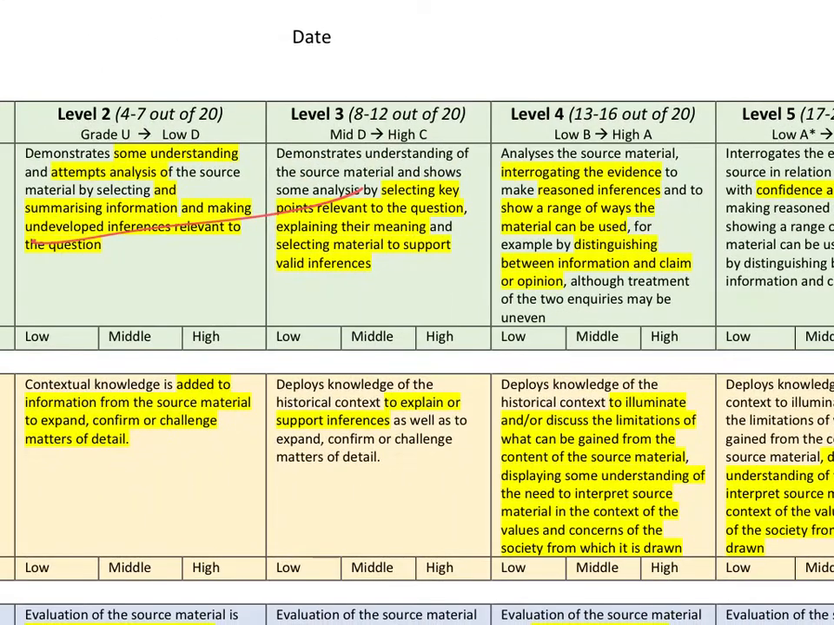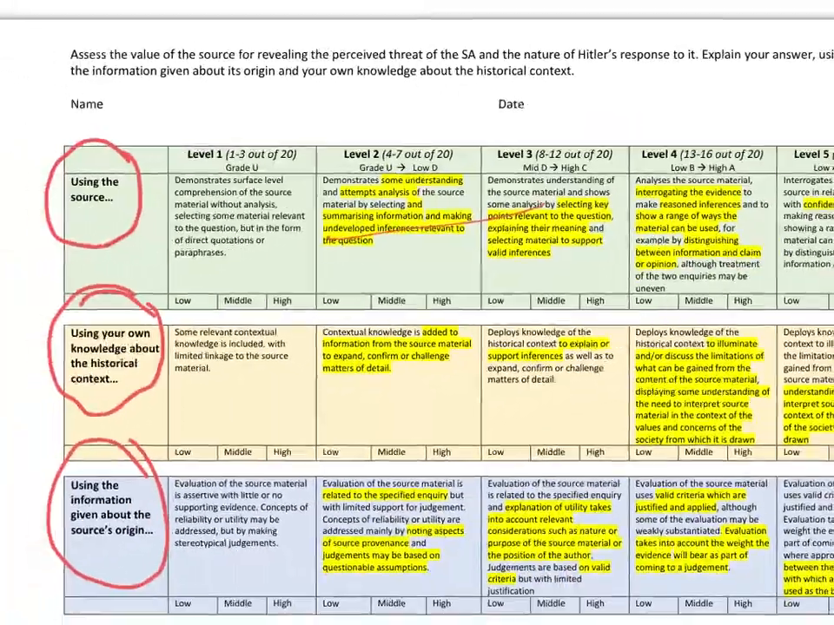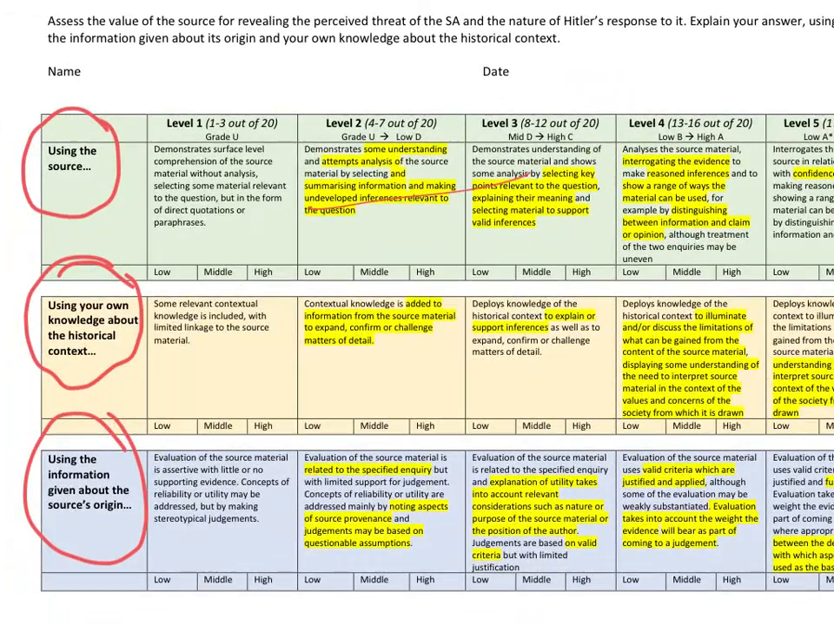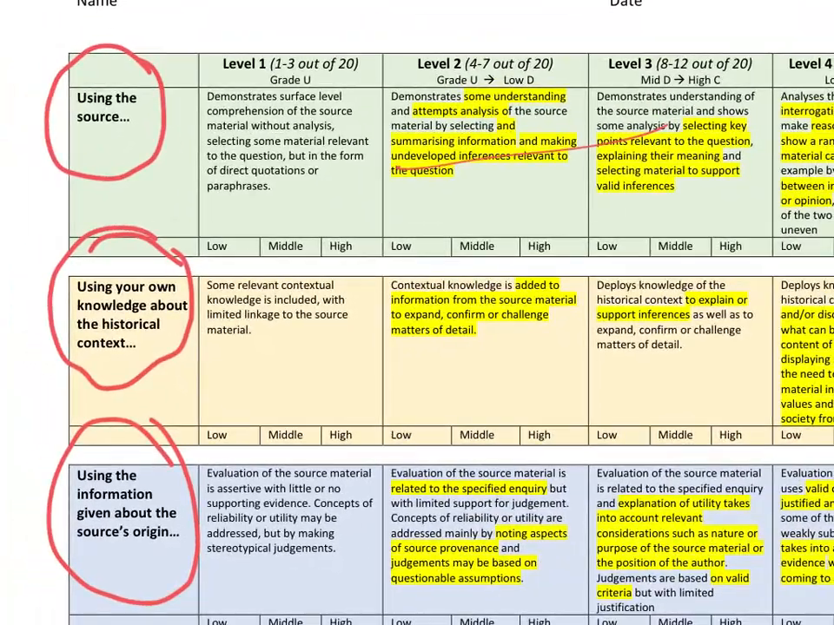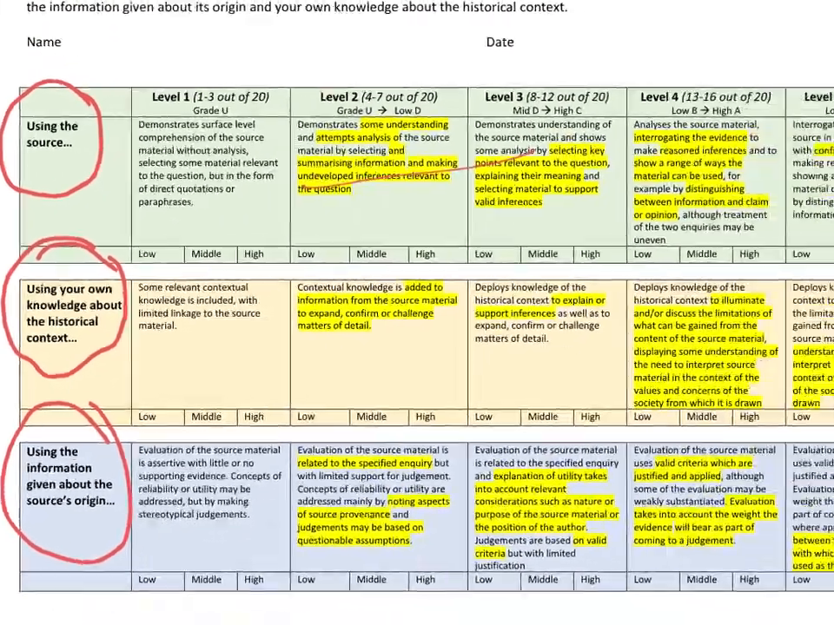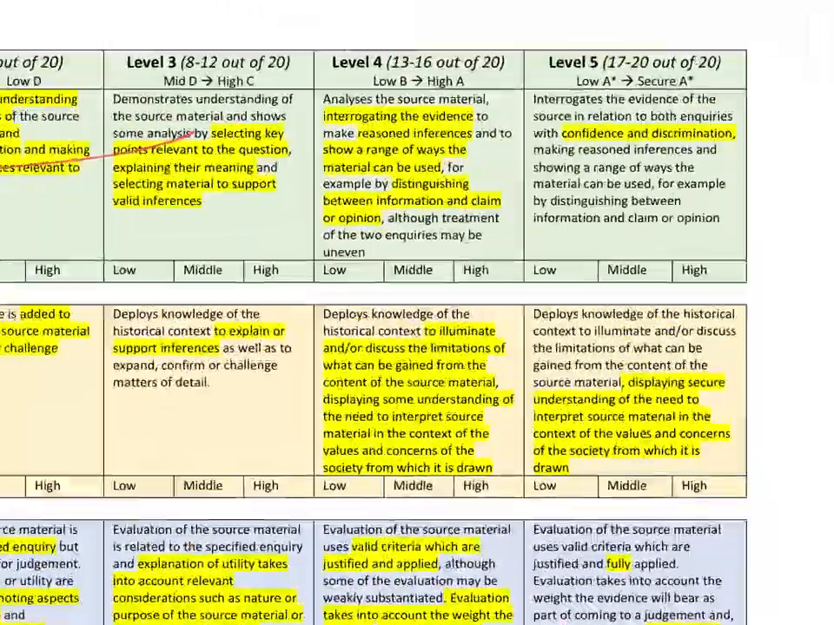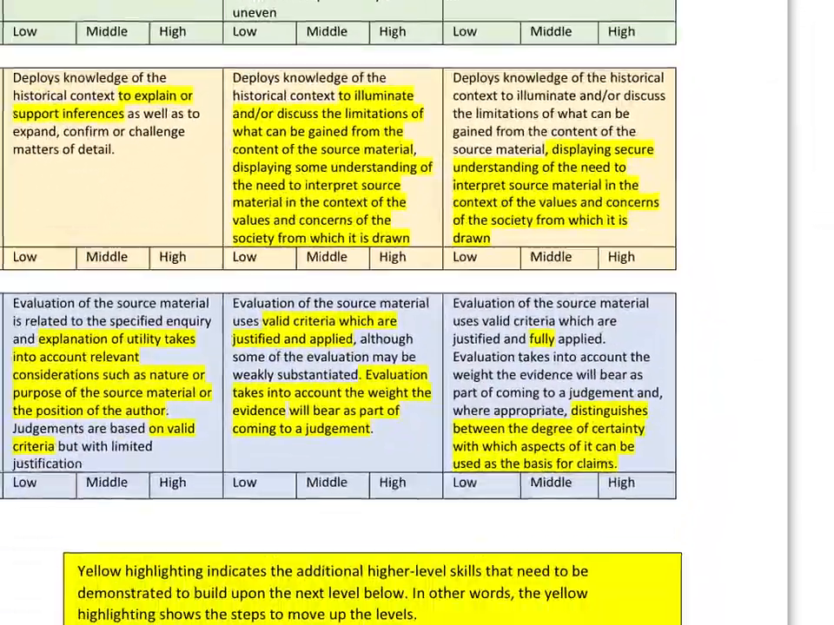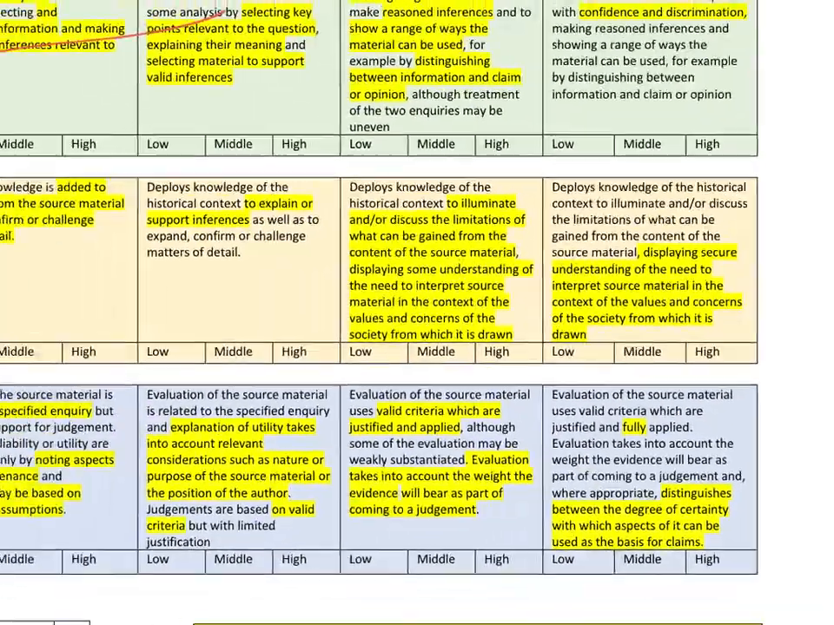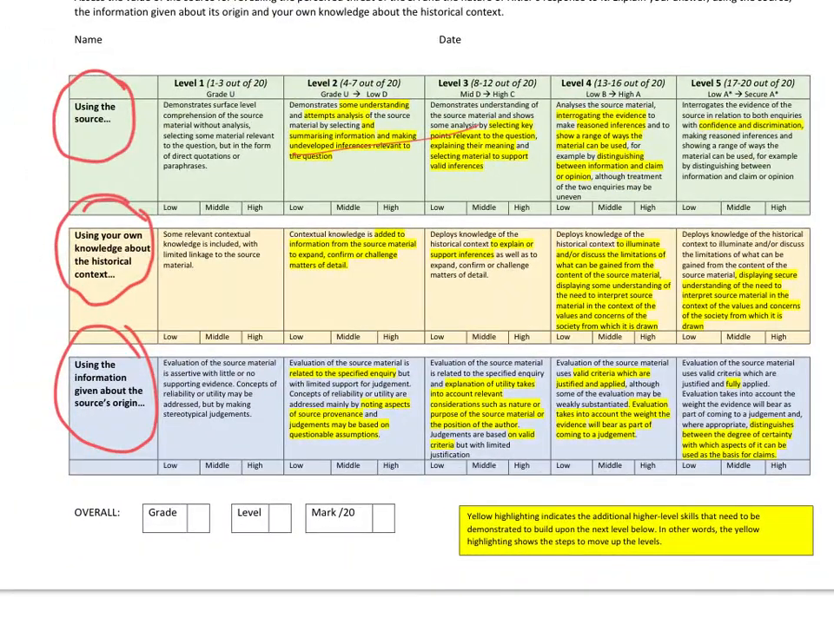And in between, you've got levels 2, 3, and 4. And the wording of the mark scheme is exactly what you're looking at here, okay, for each of those three things. And what you really want to be doing is achieving the descriptors for level 5 for each of those three tasks that you've been set: to use the source, to use the information given about the source's origin, and to use your own knowledge about the historical context.